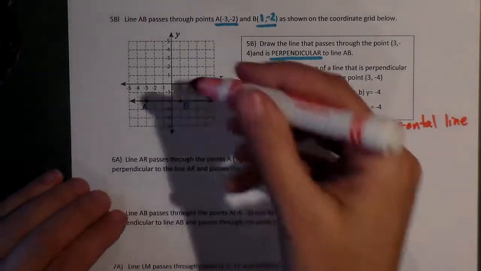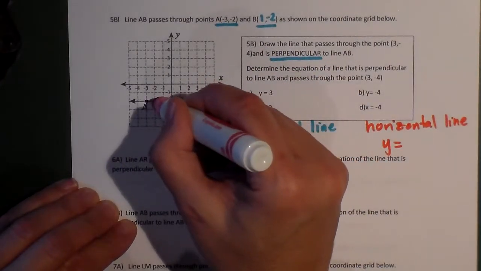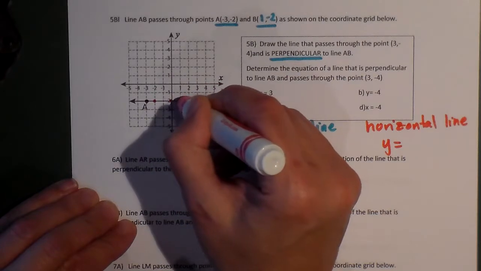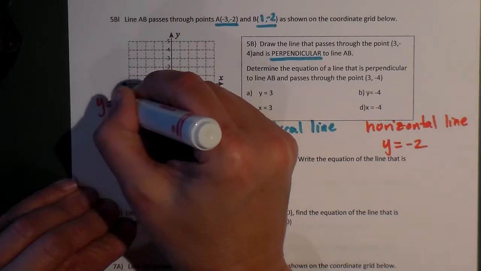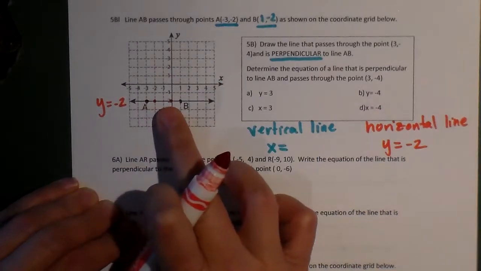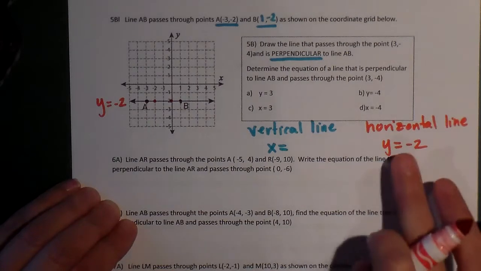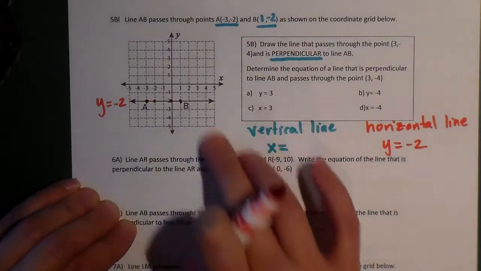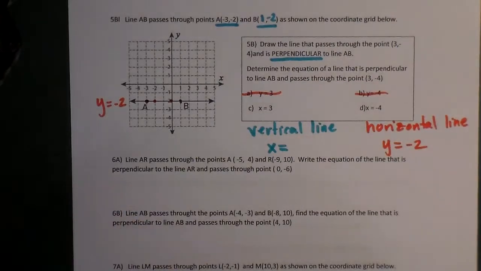So let's look at this. This is a horizontal line here. So what are all of my y coordinates on this horizontal line? They're all at -2. So this line is y equals -2 because no matter what my x coordinates are, y is always -2, okay? So I'm looking for a vertical line, so I don't want anything that says y equals, so I can automatically toss those guys out.